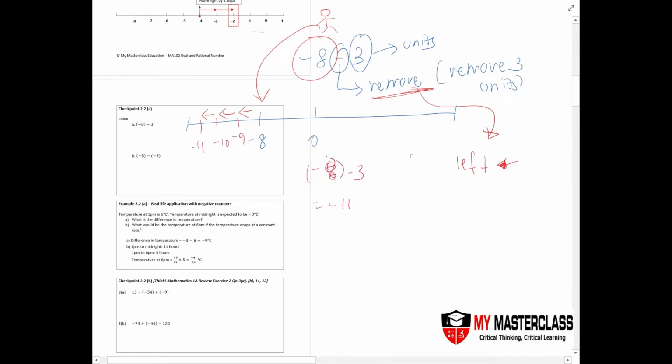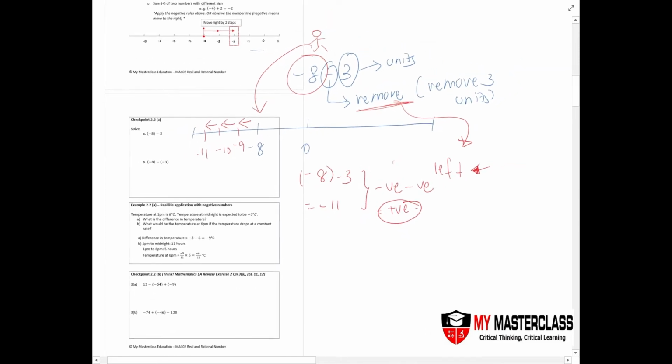And what can you learn from here? You can learn that minus a positive 3 will eventually give you a negative number. That means it's a negative analogy. Technically it's just 8 plus 3, but there is a negative in front. So please be very careful about it.